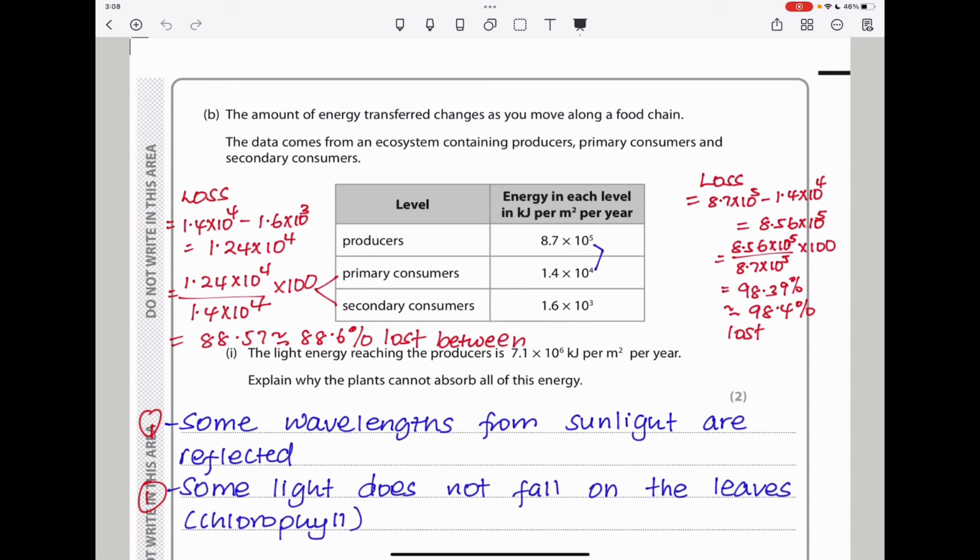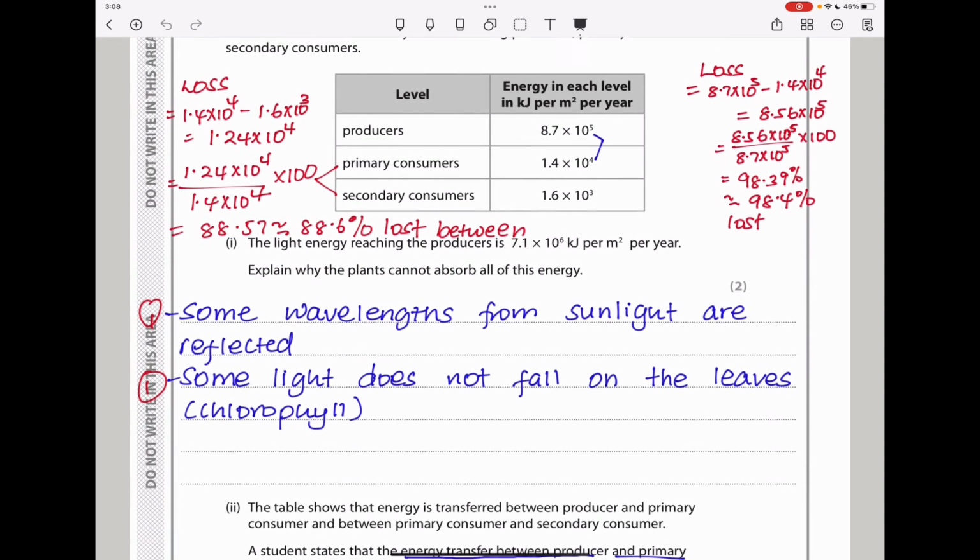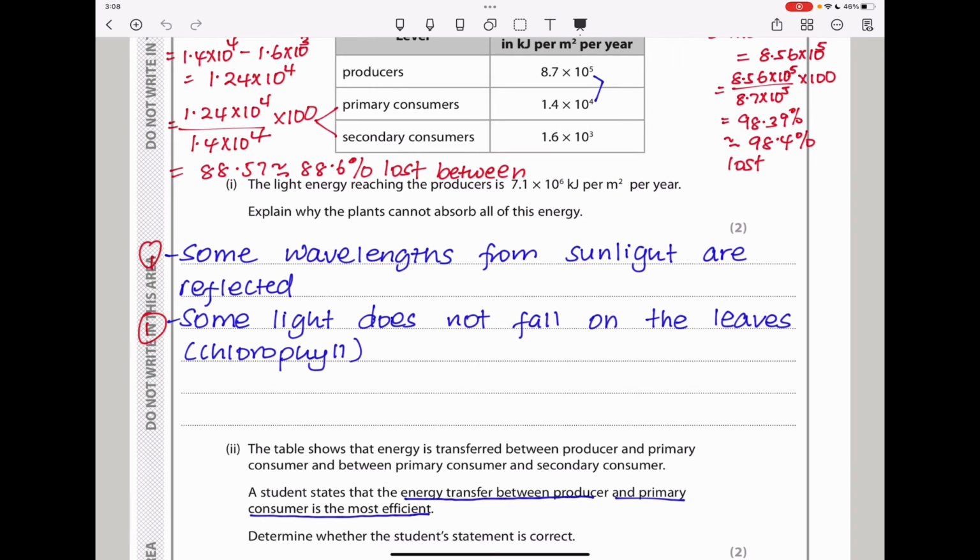This is the energy here. So the question is asking us, the light energy reaching the sun is 7.1 times 10 power 6 kilojoule per meter squared per year. Explain why plants cannot absorb all this energy. This is easy. Not all the energy is going to be absorbed because some of it can be reflected away and some of it may not fall on the parts of the plant that contain chlorophyll.